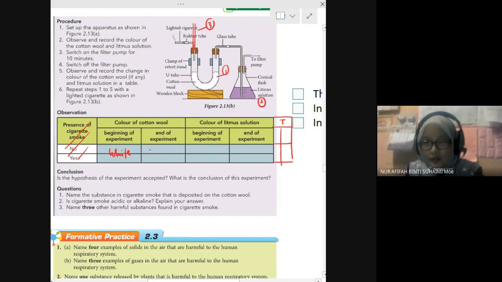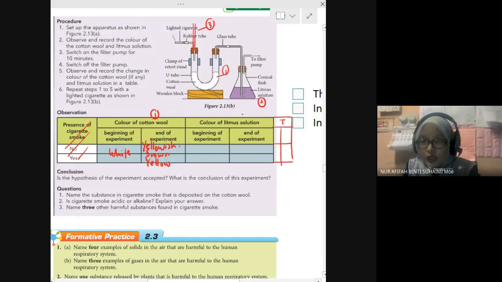You can put other than black: brown, yellowish brown, yellow or brown. For black, it takes a longer time. Okay, now second, this is for the cotton wool, and then for the litmus solution.